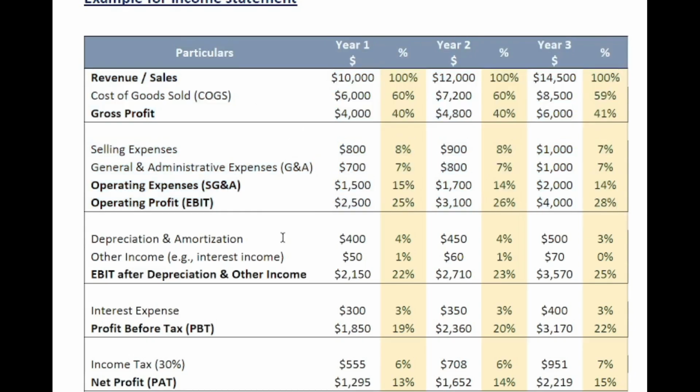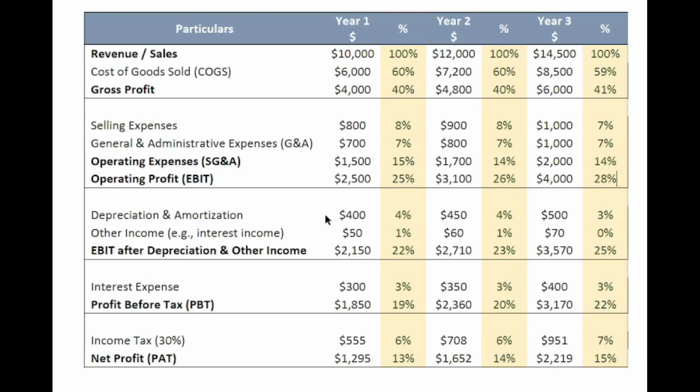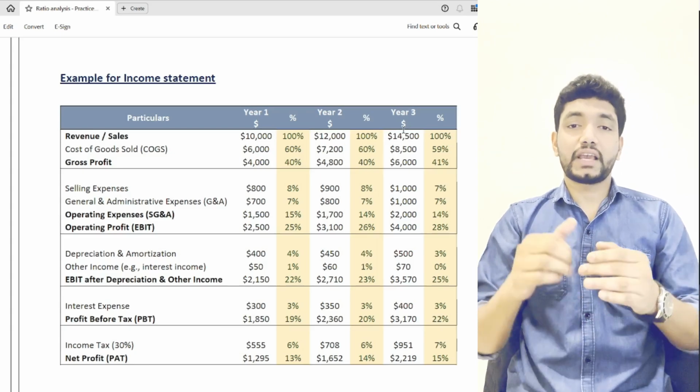Then we come to depreciation and amortization and other income and expenses that get adjusted in the income statement. You get the EBIT after depreciation and other income. After that, we reduce the interest expenses, so we get the profit before tax. Then the income tax, which is 30% of PBT, profit before tax. After that, we get the net profit. So this is the structure of this income statement.